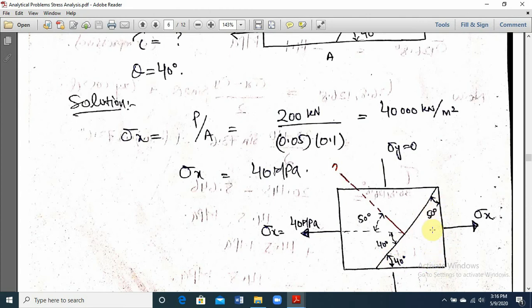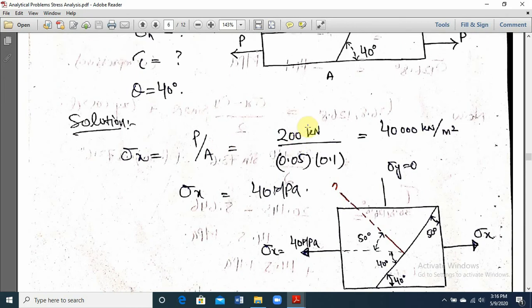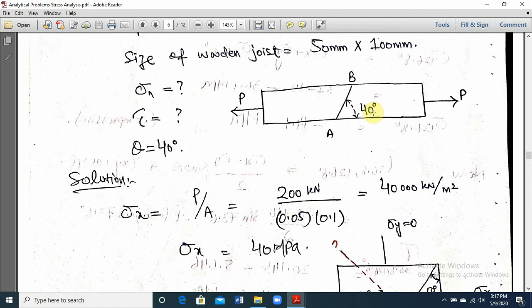So your horizontal axis will be like this. This is your normal to this inclined plane. So if you draw this horizontal axis, this total angle is what? 90 degree. So this 40 and this 40 will be the same, and what will be the remaining? This 50 degree. Sigma x will be equal to what? P divided by A. We know that P is equal to 200 kilonewton, A is 0.05 into 0.1, so we get 40,000 kilonewton per meter square, which is exactly 40 megapascal. And there is no sigma y, no normal stress acting in the y direction or y face.